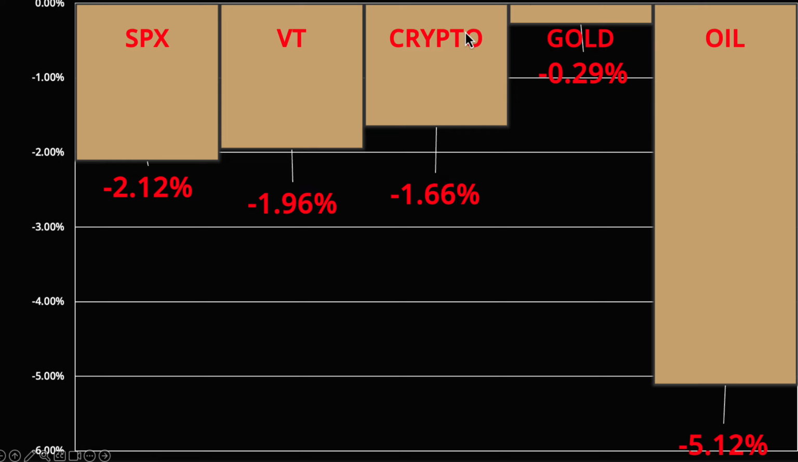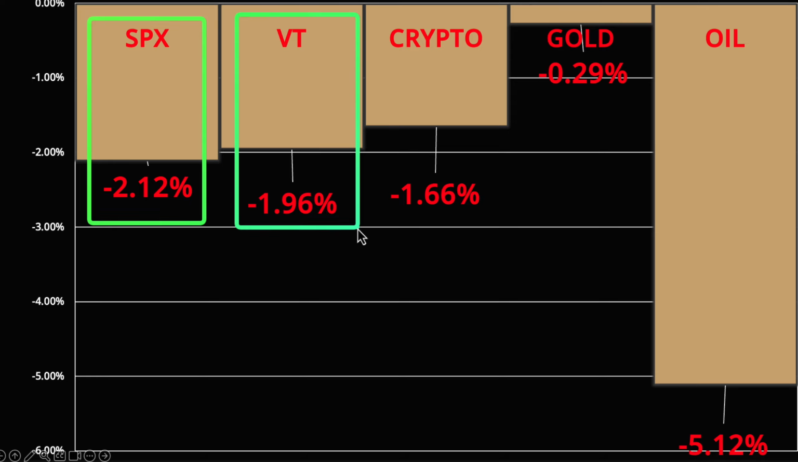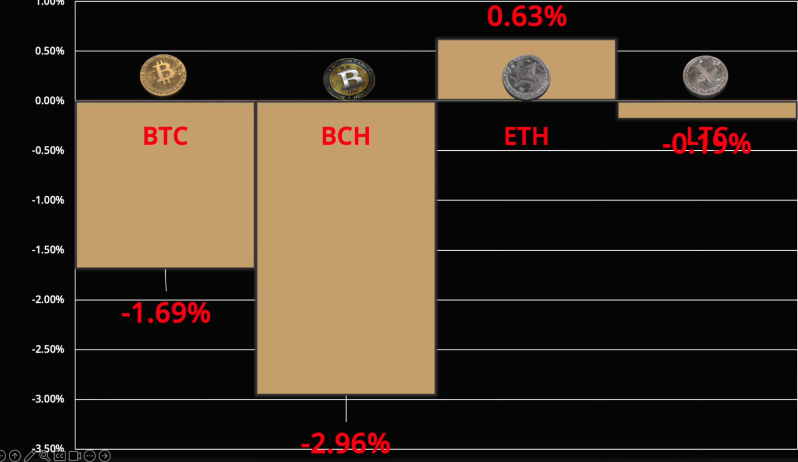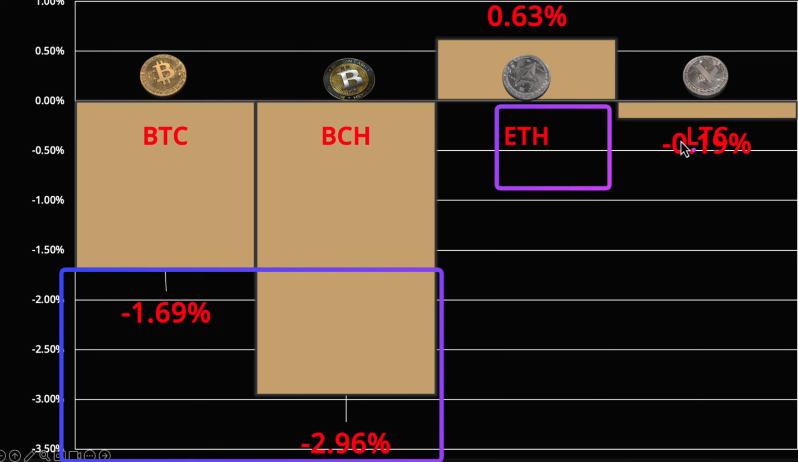Now, outside of the currency market, you can see that the S&P was down 2%, so it's a big down day. Bonds are down, crypto's down, gold slightly down, and oil is down huge, 5%. As volatility returns to the markets, you can see that it shows in the percentage change today. In the crypto markets, Bitcoin and Bitcoin Cash were the worst, Ethereum slightly up, but again, not really interested in crypto here. Overall, they still remain the underperformer.